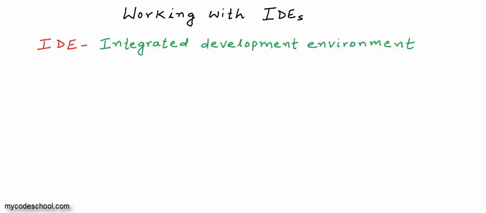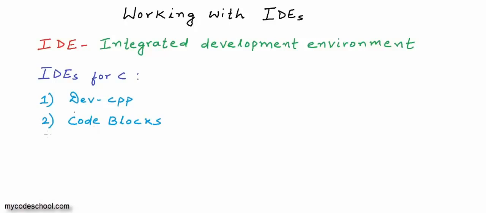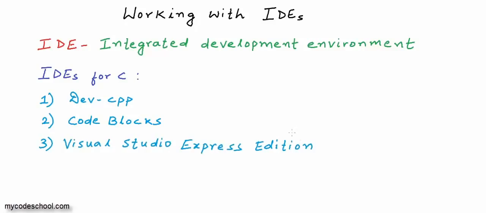IDEs give you a rich editor, a nice user interface, and a bunch of features that help you manage big projects and detect errors in your program. Some of the IDEs that you can use for C are DevCpp. This is a light one. There is another one named Code Blocks. Visual Studio Express Edition. This one is by Microsoft, and this is what I will use in most of the lessons in this series. There is another one named Eclipse for C, C++. Typically an IDE would support both C and C++.